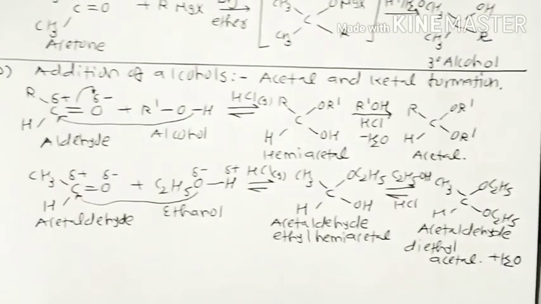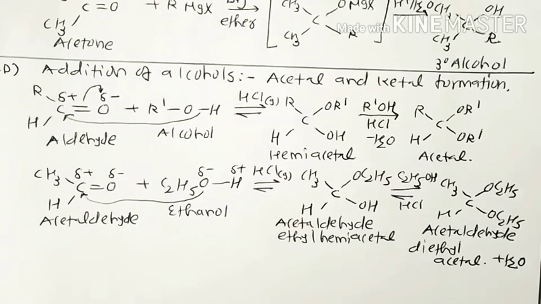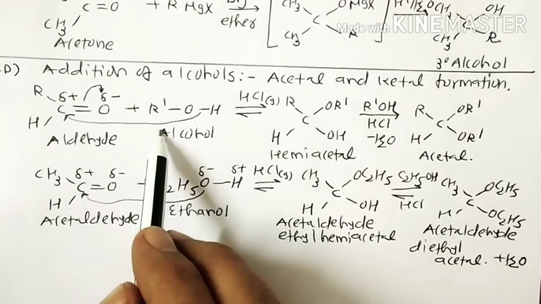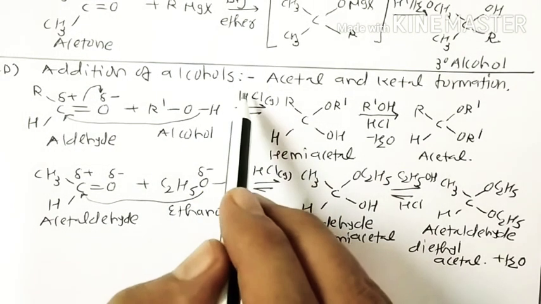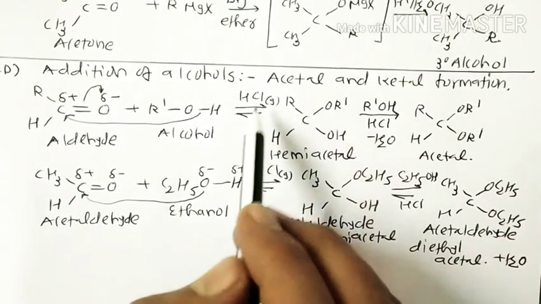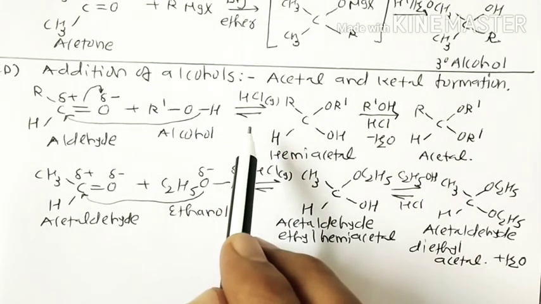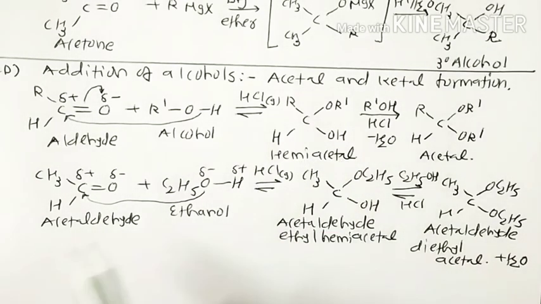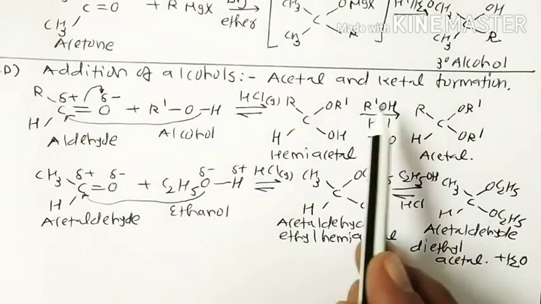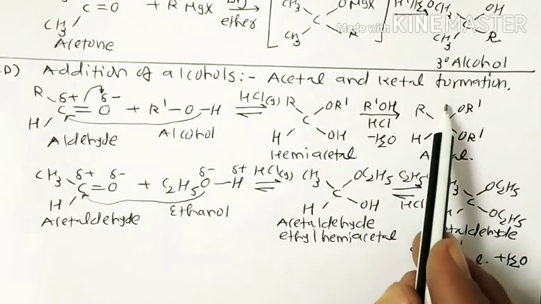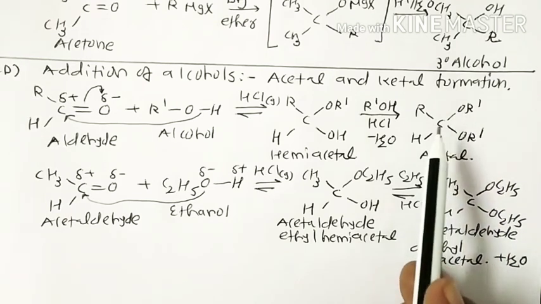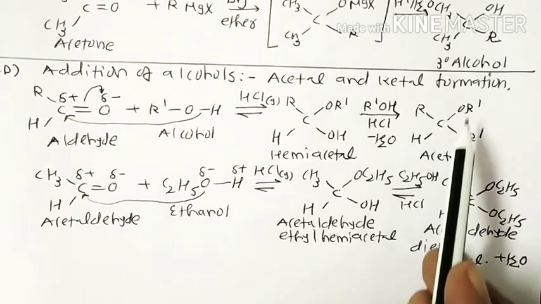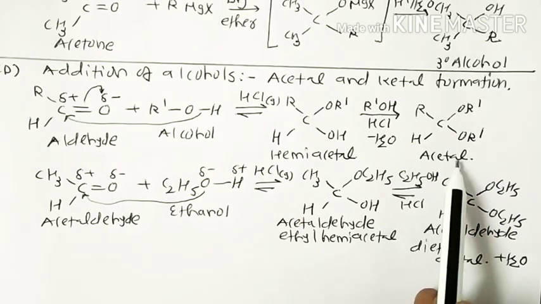Okay, so once again, these aldehydes react with one equivalent of a monohydric alcohol in presence of dry hydrogen chloride gas to first give an alkoxy alcohol intermediate, which is sometimes called a hemiacetal, which further reacts with one more molecule of alcohol to give geminal, because here two OR groups are attached to the same carbon, so it's geminal. These are dialkoxy compounds, also known as acetals.